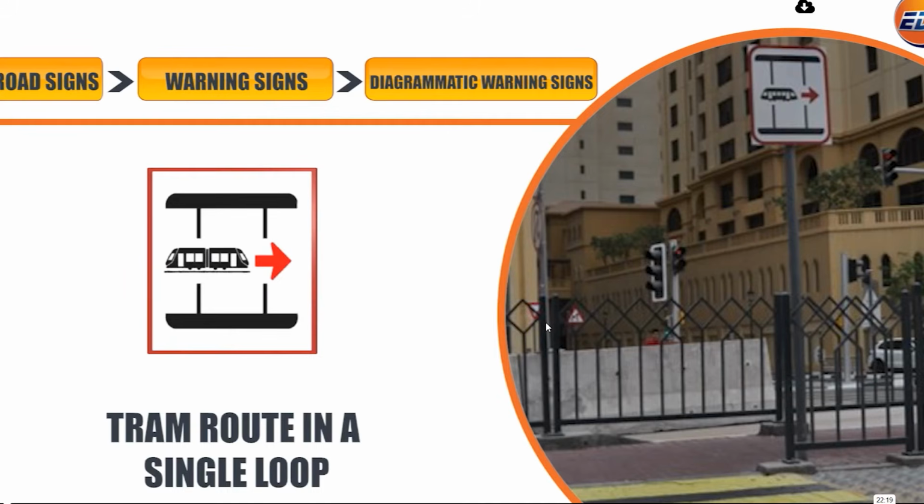Tram route in single direction. This sign warns pedestrians that they are about to cross a tram track which is travelling in a single loop. The indicated arrows show the direction of travel, so pedestrians must ensure that no tram is approaching before crossing the tram route.